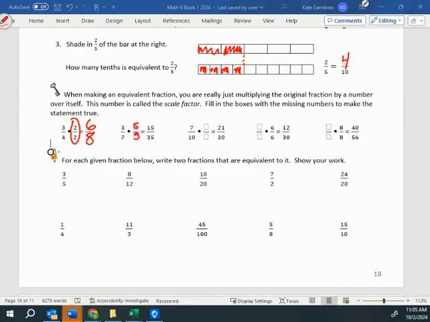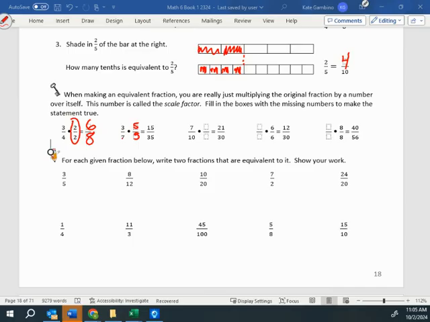For this next one, you're going to find the scale factor. What are we multiplying the top and the bottom by? And you're going to fill it in. For the last two, we have to figure out what did we multiply the 6 by to get 12. What did we multiply the 6 by to get the 30? So fill in those missing numbers.